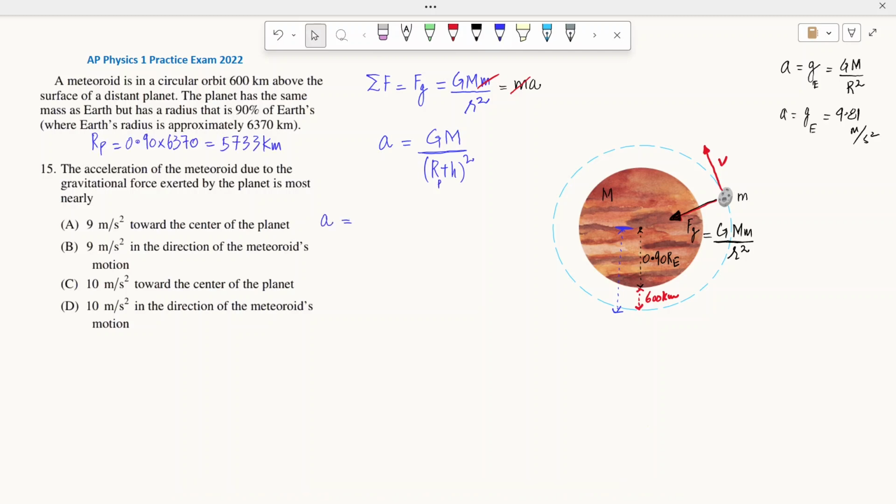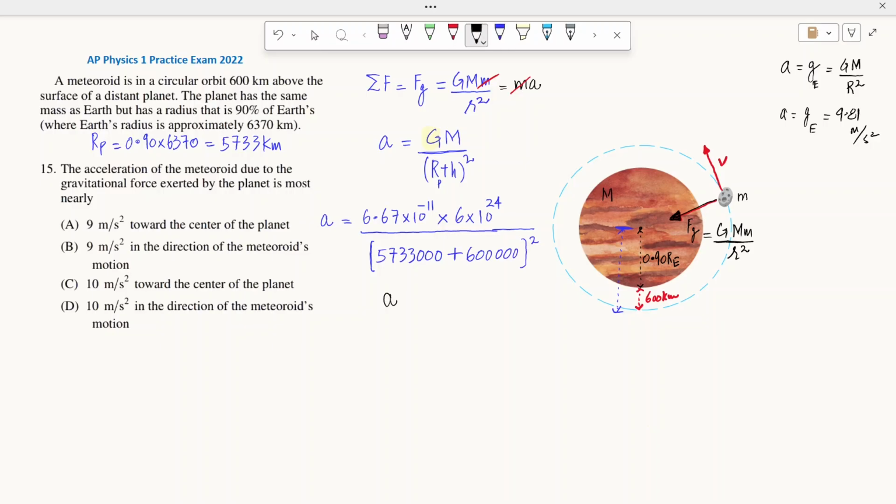Okay, so I'm going to insert all the values. The big G is the gravitational constant, so it is 6.67 times 10 to the power negative 11 newton meter square per kilogram square, times the M is the mass of the planet, which is equivalent to the mass of Earth. So that's about 6 times 10 to the power 24, divided by, in brackets, the radius of the planet is 5733 kilometers, but when you convert it into meters, we multiply with 1000, plus the height is 600 kilometers, so convert it into meters and take the square.